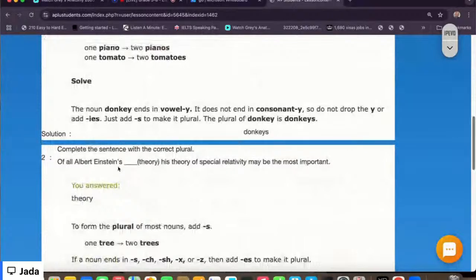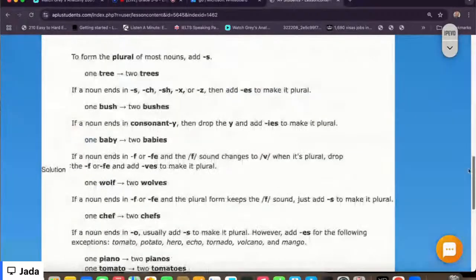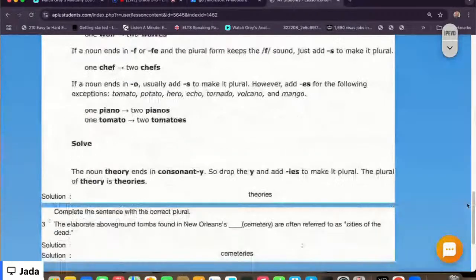Of all Albert Einstein's theory, his theory of special relativity may be the most important. So theory, you're changing the Y to I. So theories. So the elaborate above ground tubes found in New Orleans cemetery are often referred to as cities of the dead. So cemeteries. Alright, so we'll move on to the test.